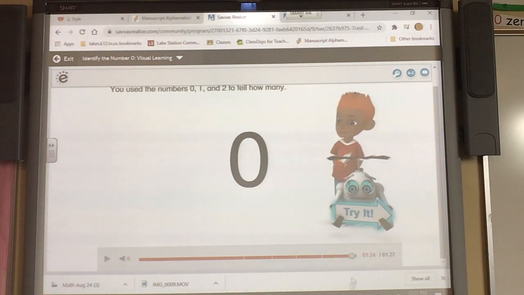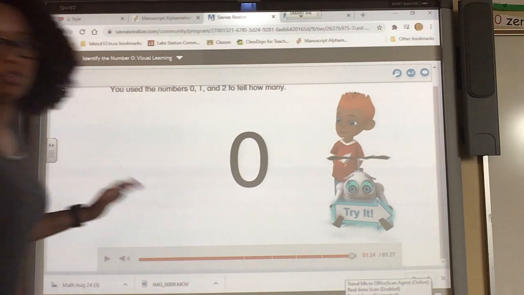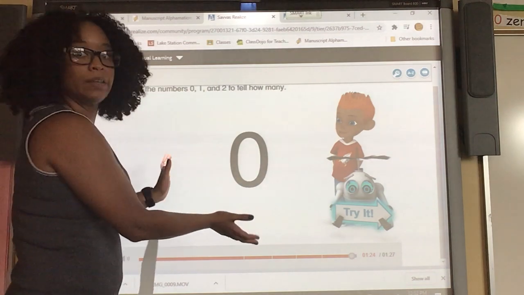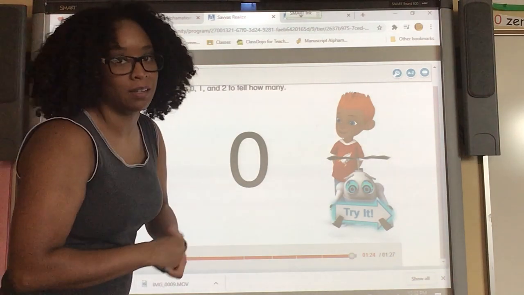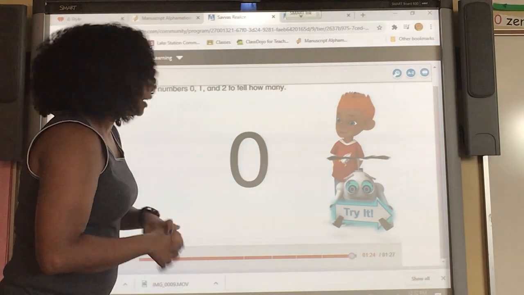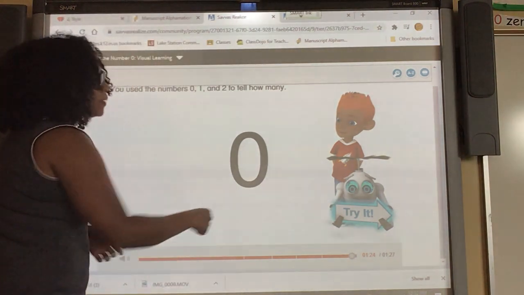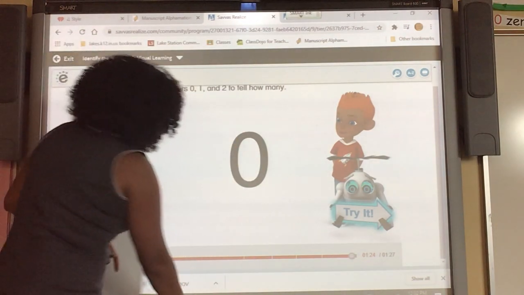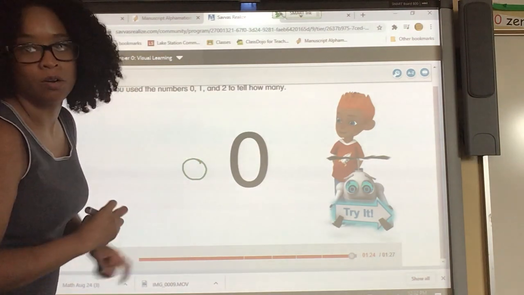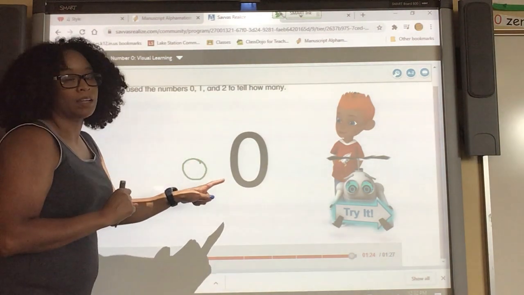Okay, my darlings, so today's lesson, we are working on writing and doing the number 0. 0's kind of easy to recognize when you see it because it kind of looks like a letter. You see what letter this kind of looks like? It kind of looks like the letter O, but this is the number 0. Whereas an O looks a little more like a circle, but a 0 looks a little more like an oval.